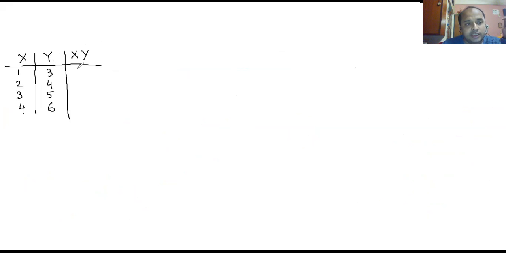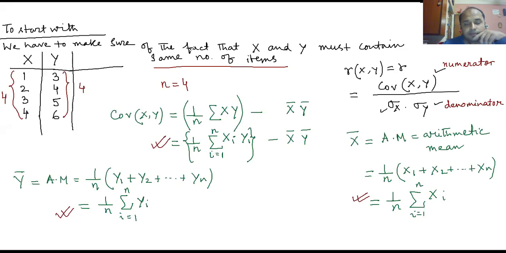So 1 into 3 gives you 3, 2 into 4 gives you 8, 3 into 5 gives you 15, and 4 into 6 gives you 24. So I have calculated all this. Okay, now let us go back to the previous chart. We have to take the sum of this product, the product which has been calculated.